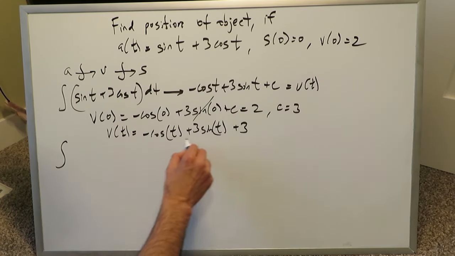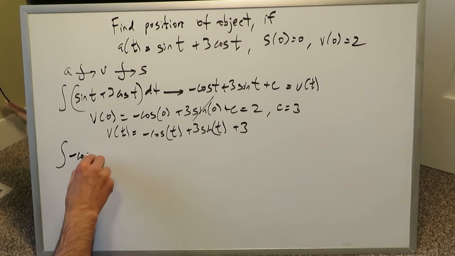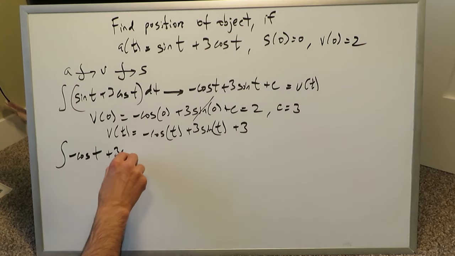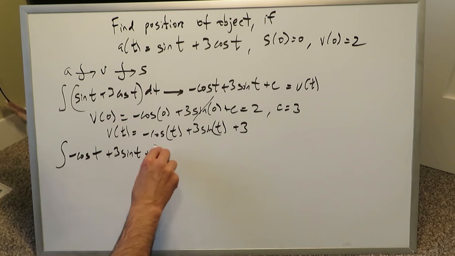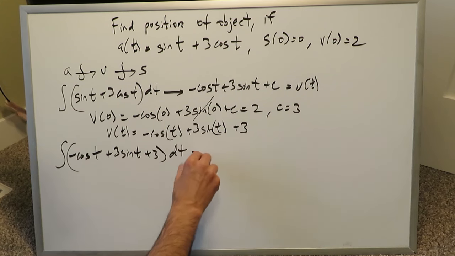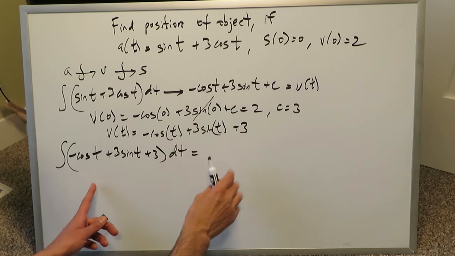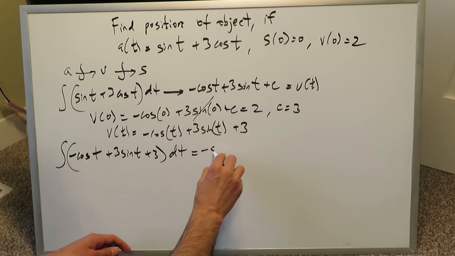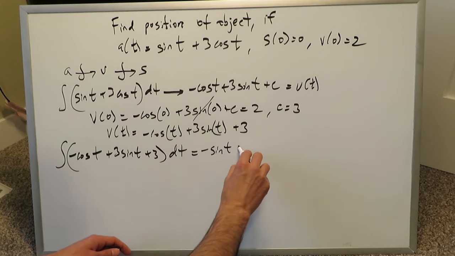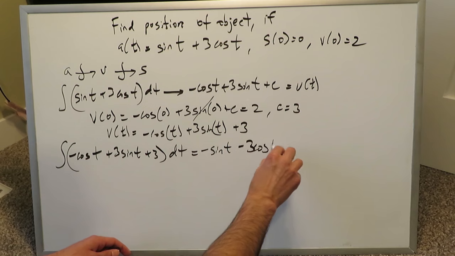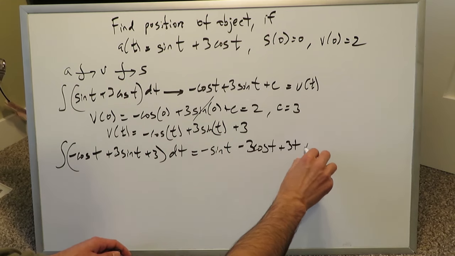We'll do the integral of this entire expression here: minus cosine t plus 3 sine t plus 3 with regards to dt. You'll do this easy integration. The antiderivative I'll put over here will be minus sine t minus 3 cosine t plus 3t plus c.